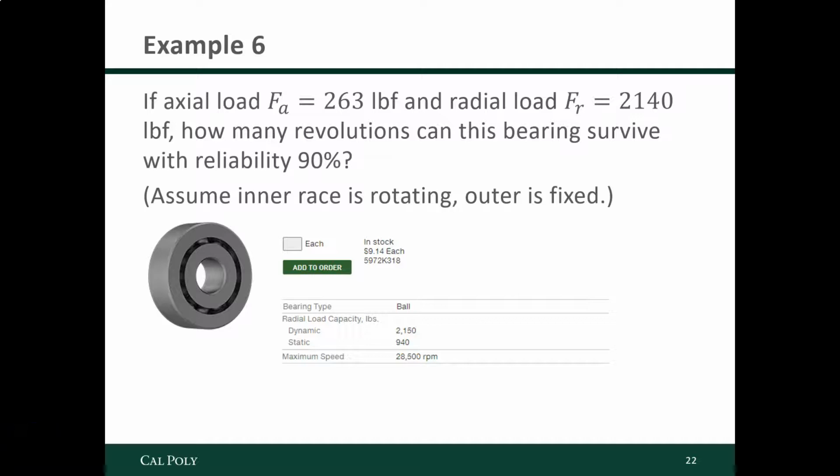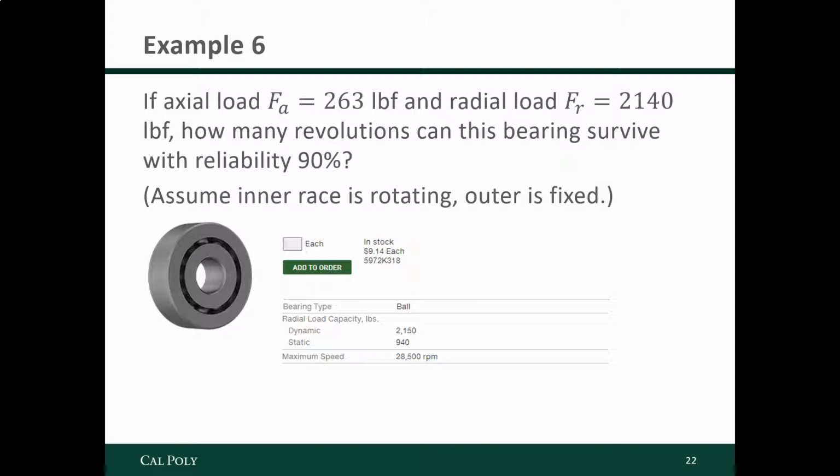In the preparation, we discussed that ball bearings, deep groove ball bearings, are not just made to support radial loads. They can also support some amount of axial load. And you might want to know, well, how much? So here's an example. If the axial load FA is 263 pounds and the radial load is 2,140 pounds, how many revolutions can this ball bearing here survive with a reliability of 90%?